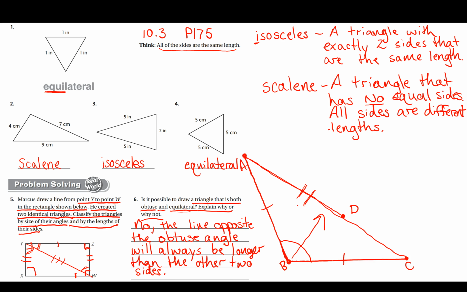So now it can't be obtuse equilateral. It is instead obtuse. And last name would be isosceles because it has exactly two sides that are the same. This third line is larger, so it's obtuse isosceles.